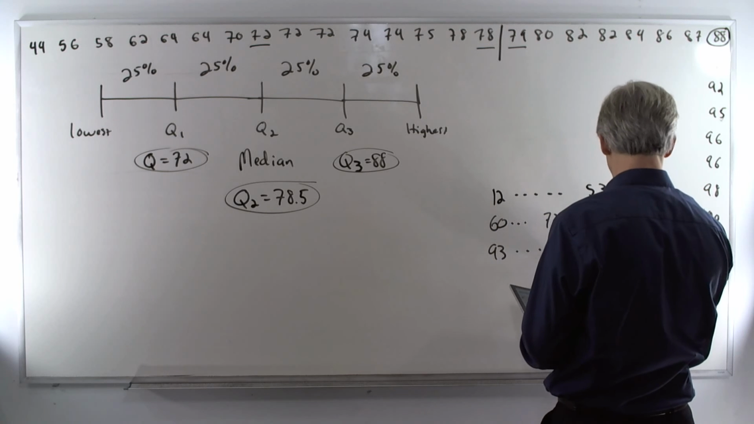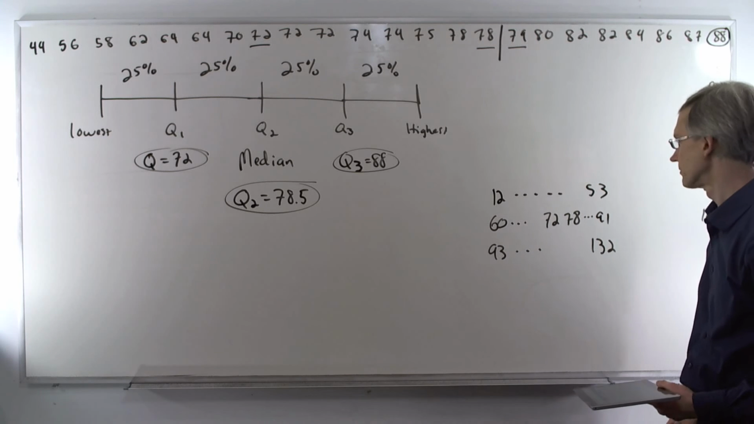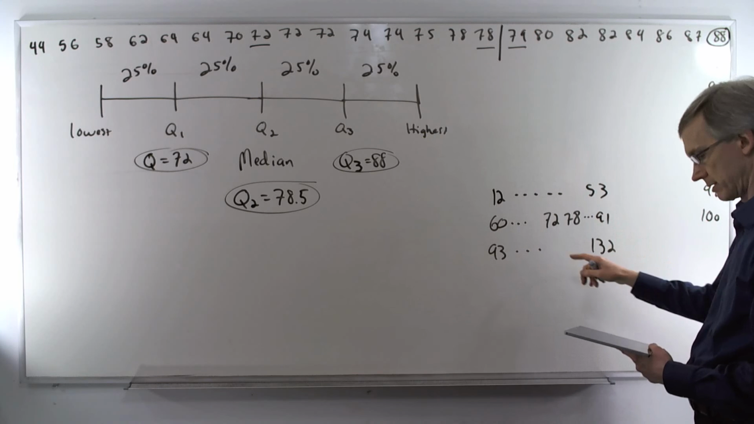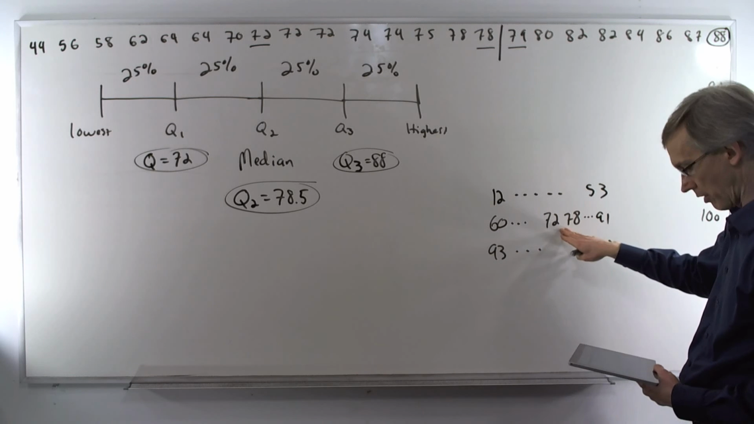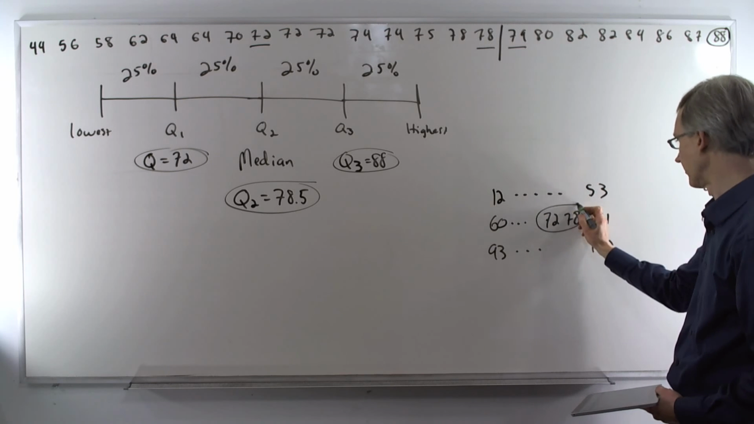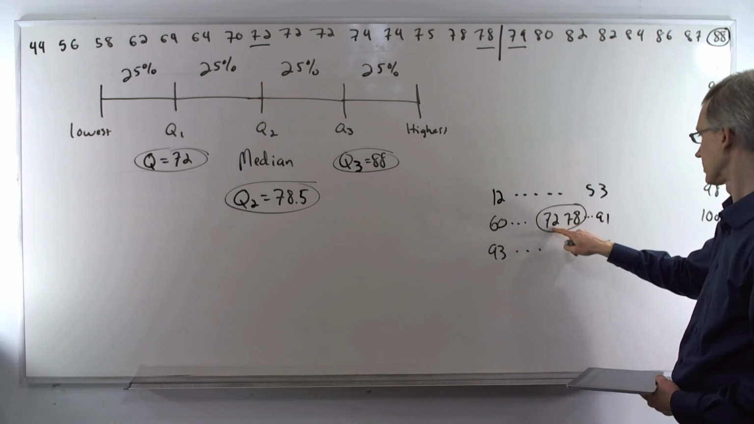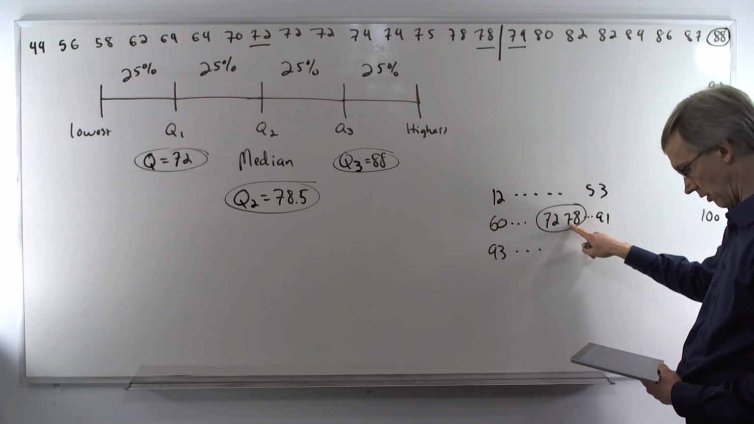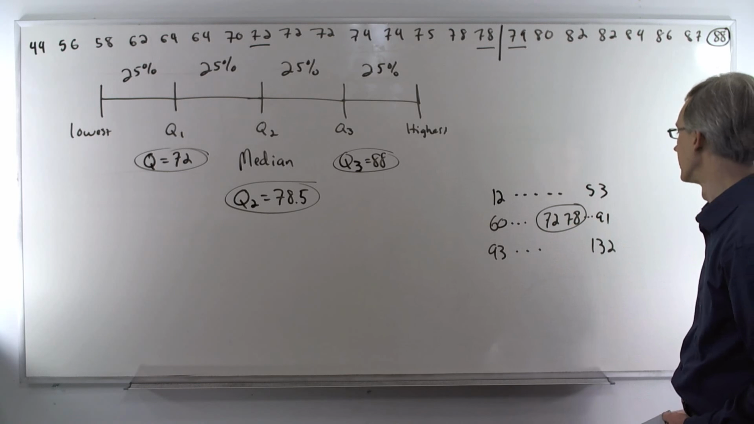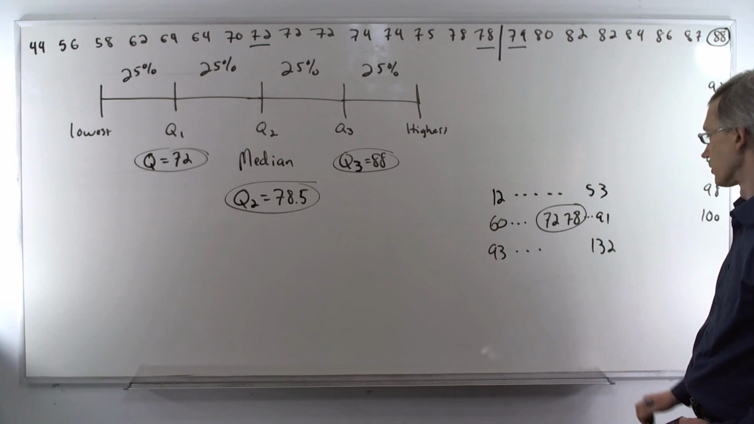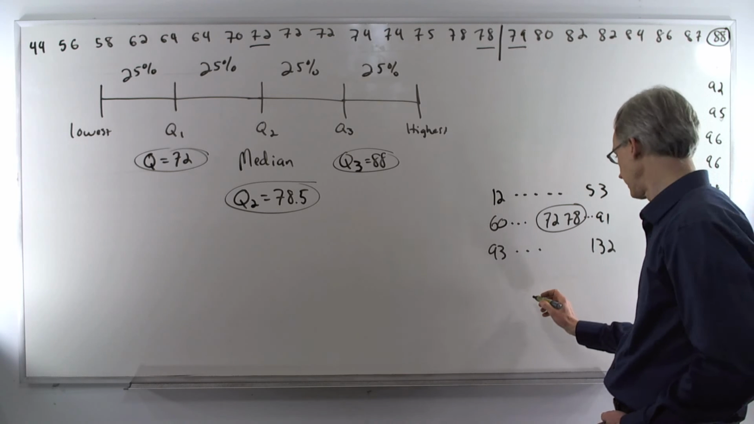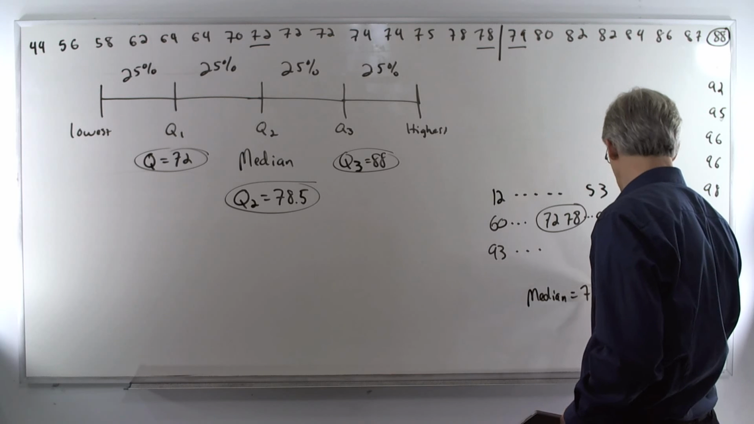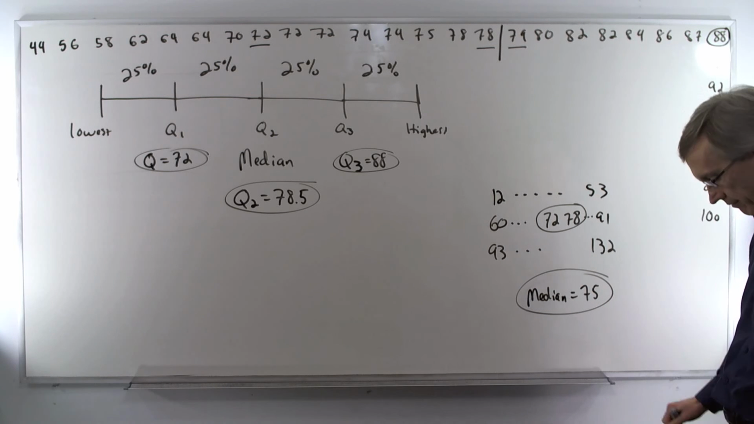All right, so here's some highlights from this data set. Start at 12, first row out to 53, then we go 60, 91, 93 to 132. Now in the middle row, the two middle values are 72 and 78. So this is value 14 and 15. No, sorry, 15 and 16. So these are the two middle ones. So we're going to average these two together, and that gives us 75. So the median, or Q2, is 75.